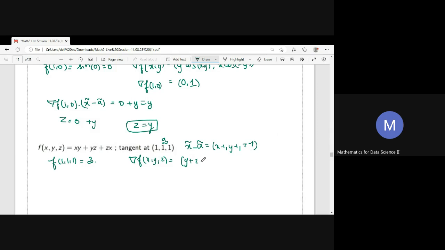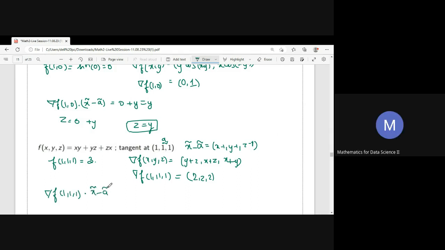y plus z, x plus z, and x plus y. So, del f of 1, 1, 1 is 2, 2, 2. I'm doing it fast because these are things we are repeatedly doing. Doing calculation faster is not a problem, I guess. Concepts I will go slowly.